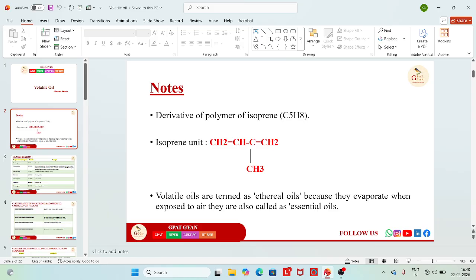Isoprene units are the building blocks for the volatile oils or the terpenoids, and with multiple isoprene units, one particular terpenoid is formed, and likewise the volatile oils are formed. They are termed ethereal oils also because they evaporate when exposed to air, and they are also called essential oils because of their essence.